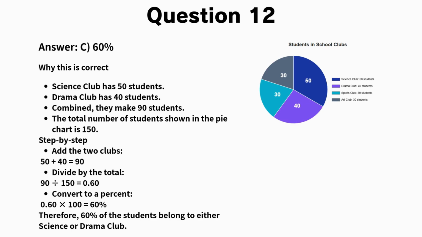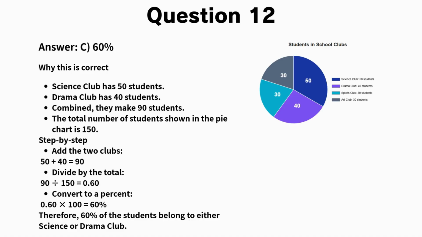Now we need the total number of students to calculate the percentage. From the chart, Science club has 50, drama club has 40, sports club has 30, and art club has 30. The total is 50 plus 40 plus 30 plus 30, which equals 150 students. Finally, calculate the percentage. We divide the combined clubs by the total. 90 divided by 150 equals 0.60. Convert to percentage by multiplying by 100: 0.60 times 100 equals 60%. Therefore, 60% of the students belong to either science club or drama club.